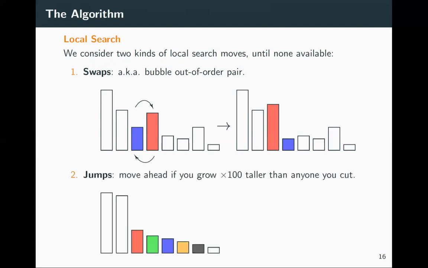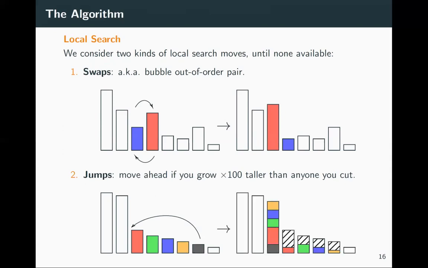The second type of local search move is called a jump. So an element is allowed to jump ahead in line, provided it meets the following criteria. When an element jumps ahead in line, it steals some number of subsets from each of the elements it jumps over, just as the red did when it got ahead of the blue. This element, the black element, for example, is allowed to jump ahead of red if the height of the black element after the move is at least, let's say, 100 times the heights of anyone that it jumped over before the move.